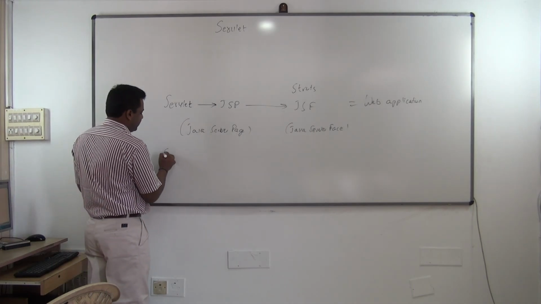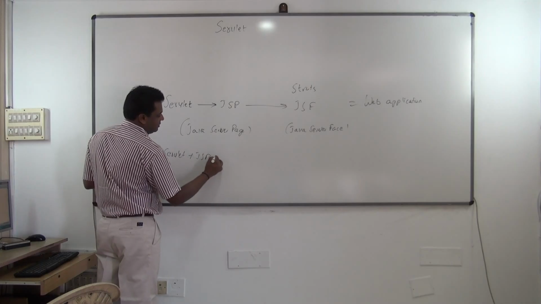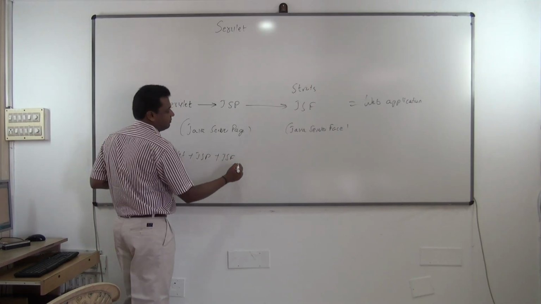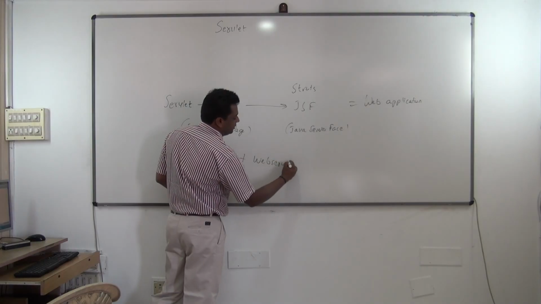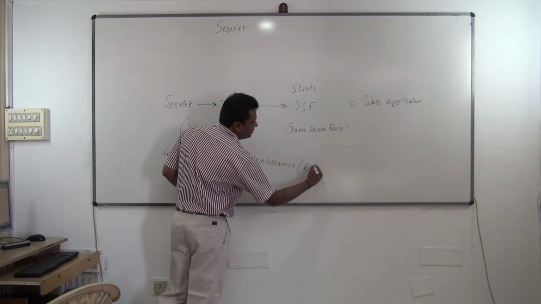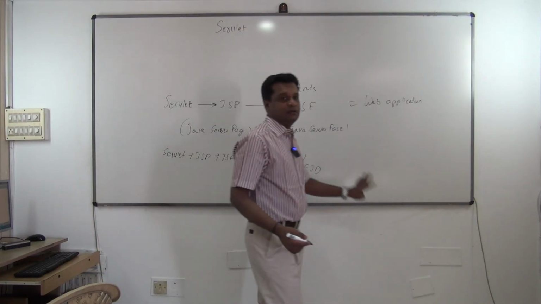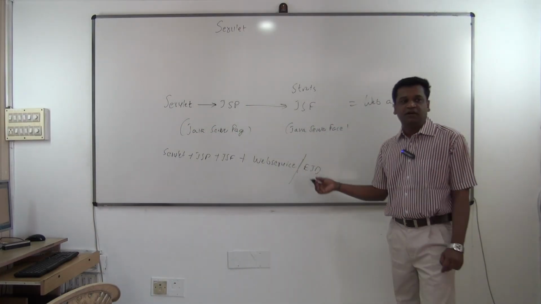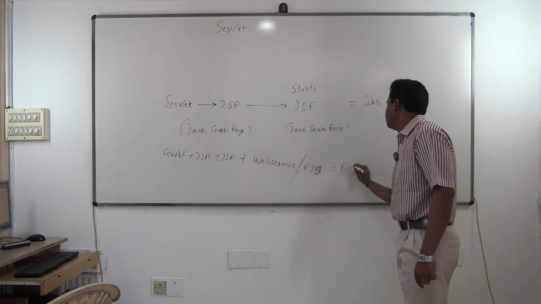Then next, see, one more thing. If you want to develop a distributed application, plus JSF, either you will use web services or EJB. All these you will use plus SERVLET, web service or EJB. EJB means Enterprise Java Bean, for distributed applications.